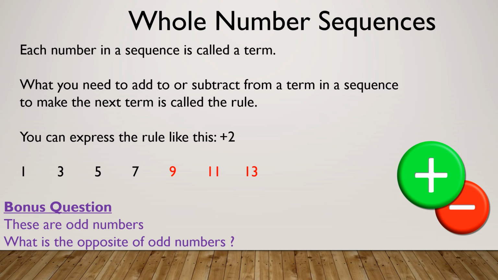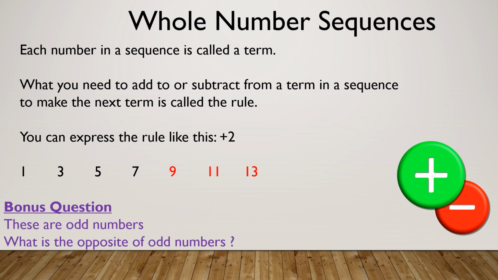To answer my bonus question, these are odd numbers. The opposite of odd is even. So even numbers are 2, 4, 6, 8, 10, 12, all numbers that can divide by 2 or that will be in the 2 times table. Odd numbers are the other ones that don't divide by 2, such as 1, 3, 5, 7, 9, 11, 13.